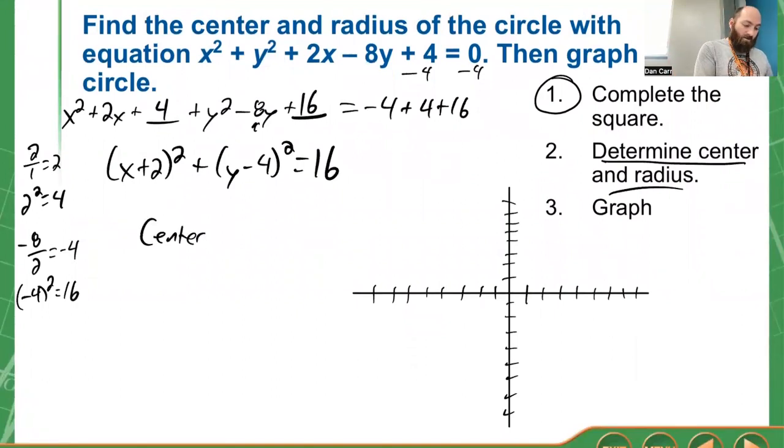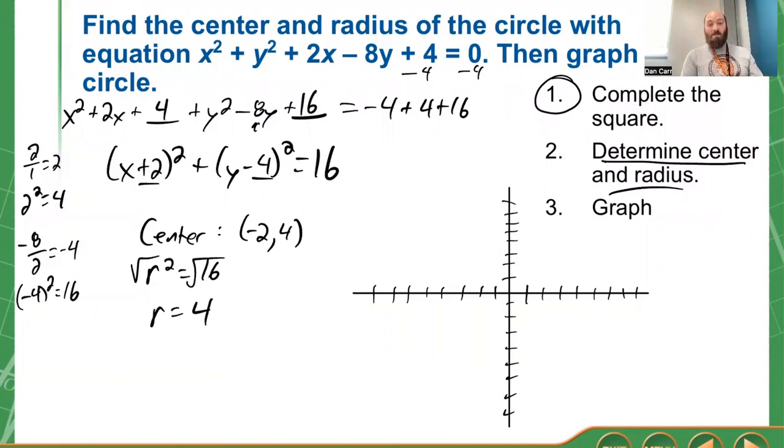Now I can identify my center. It is the opposite of this, so negative 2, and the opposite of that is positive 4. My radius squared is 16, so that means I square root it to get 4 for my radius.